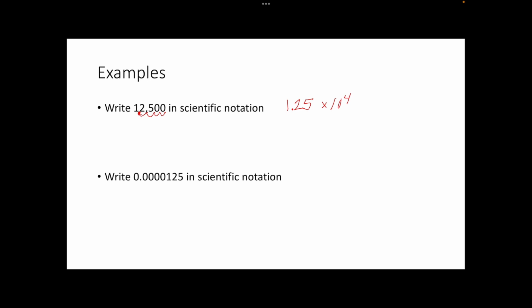Now, let's look at it if it was a small number. So we go to the first non-zero number, which is 1 here. So we're going to have the same start again, 1.25. Now, it's a small number, so it's going to be a negative exponent. And we just count how many times we have to move the decimal point. 1, 2, 3, 4, 5. So it's negative 5, okay? So you can see that 1.25 times 10 to the 4th is that number, a large number. 1.25 times 10 to the negative 5th is this number on the bottom, a small number.